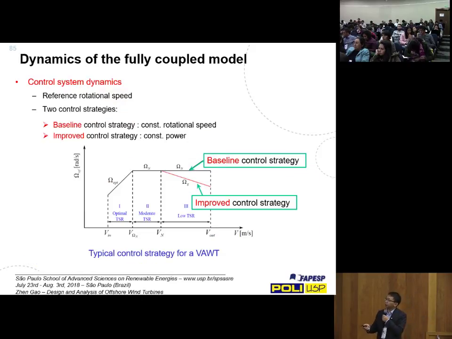And here we plot the idealized operational condition, rotation speed for different wind speeds, in this curve. And there are two different control strategies for high wind speed. One is to keep the constant rotation speed, and then you get a larger power. Another one is to try to give constant power, and then you have to reduce the rotation speed for high wind speed. So basically, we look at this improved controller when we compare with other floating wind turbines.